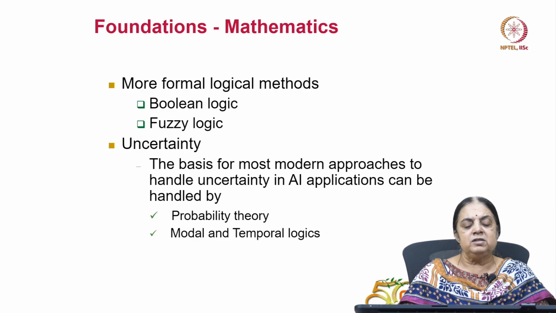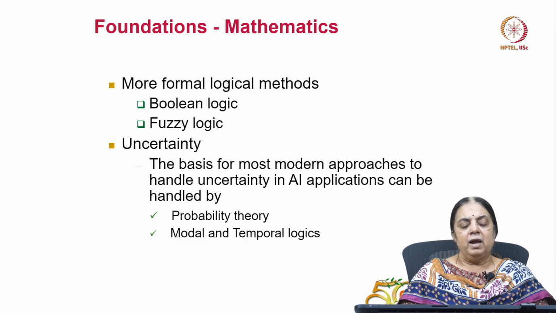And then uncertainty, obviously most of the systems which we are working on are based on uncertainty. So when you have uncertainty, you need to be able to handle that uncertainty. This is done by using probability theory, other types of logics like modal, temporal logics, etc. You have non-monotonic logic. So all these things help you to deal with the uncertainty.